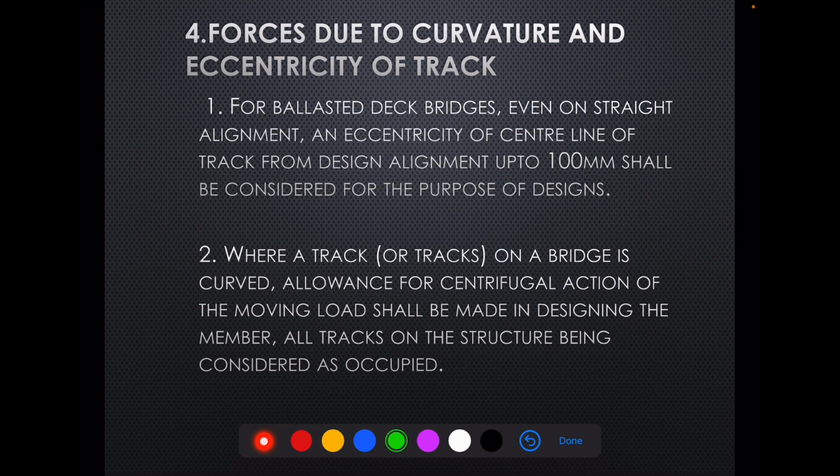The fourth one is forces due to curvature and eccentricity of track. So for ballasted deck bridges, even on straight alignment, an eccentricity of center line of track from designed alignment up to 100 mm shall be considered for the purpose of designs. Where a track or tracks on a bridge is curved, allowances for centrifugal action of the moving load shall be made in designing the member, all tracks on the superstructure being considered as occupied.